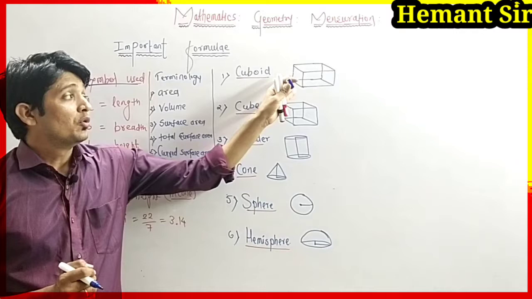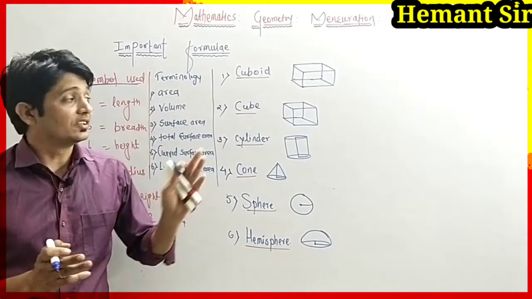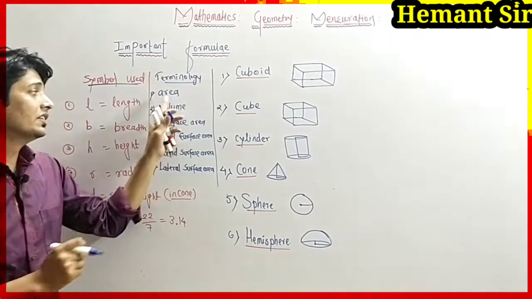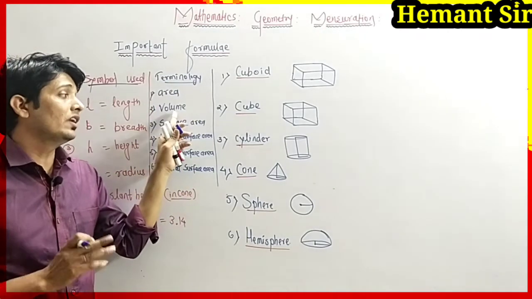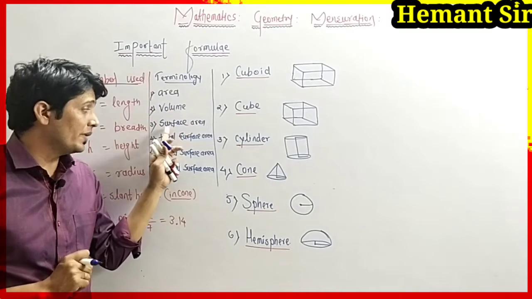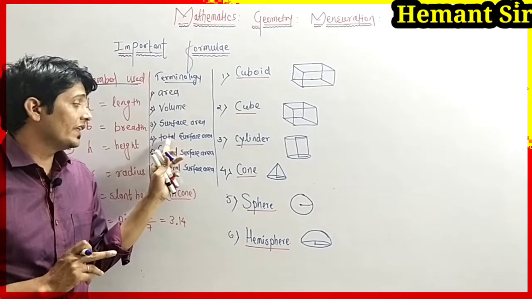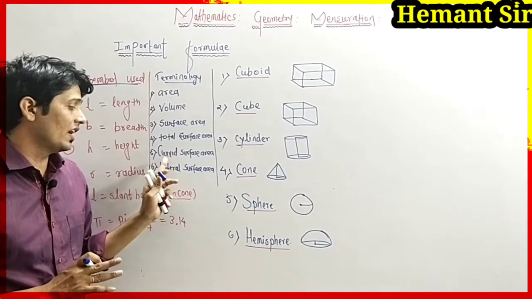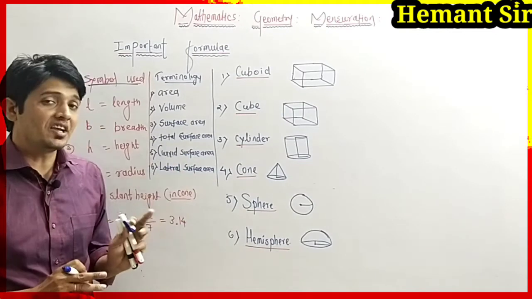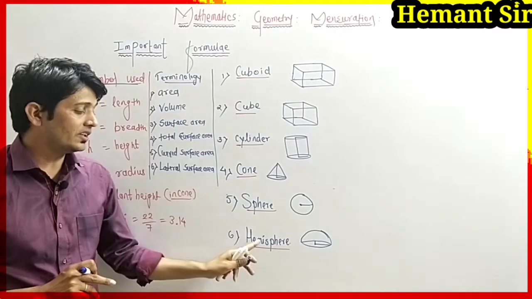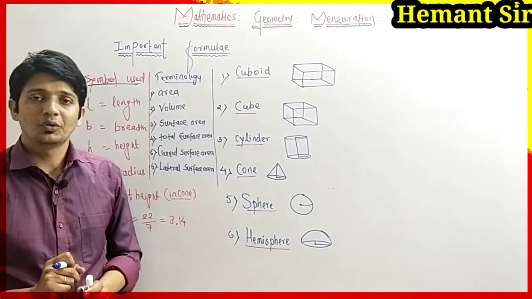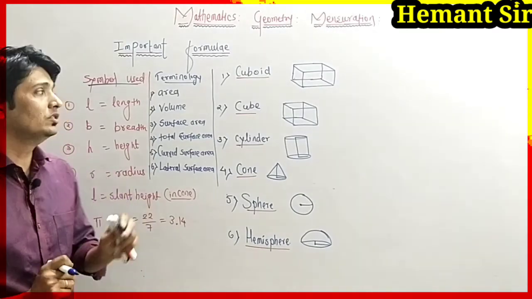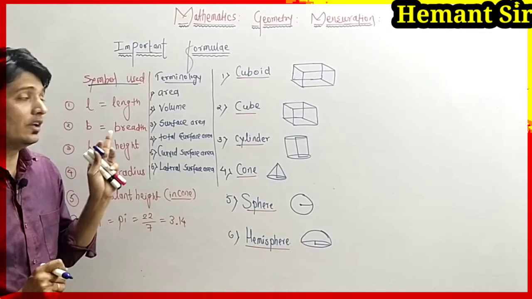The terminology that we are going to measure here is the area, then the volume, then the surface area, then total surface area, then curved surface area, then lateral surface area, related to all these 6 objects. Then the main symbol that we are going to use is the small l, which is nothing but the length.